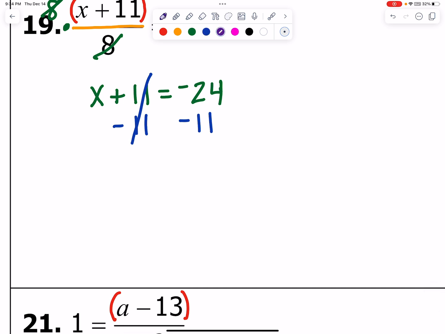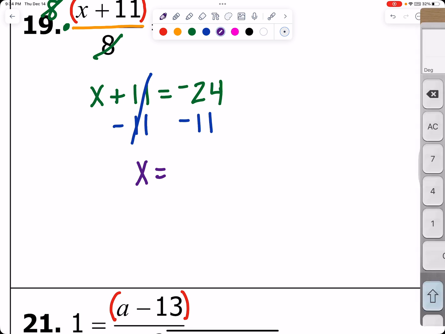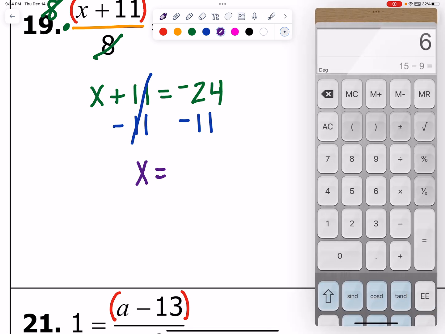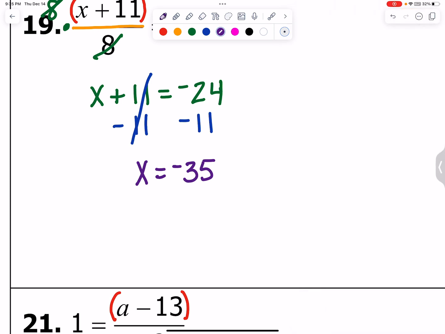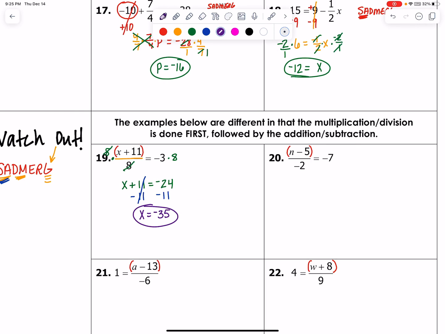So let's go ahead and write what we have. So we have an x equals, same signs, add and keep. We have a negative 24 and a negative 11. So 24 plus 11 is a negative 35. Okay, so that's the process with problems like that.